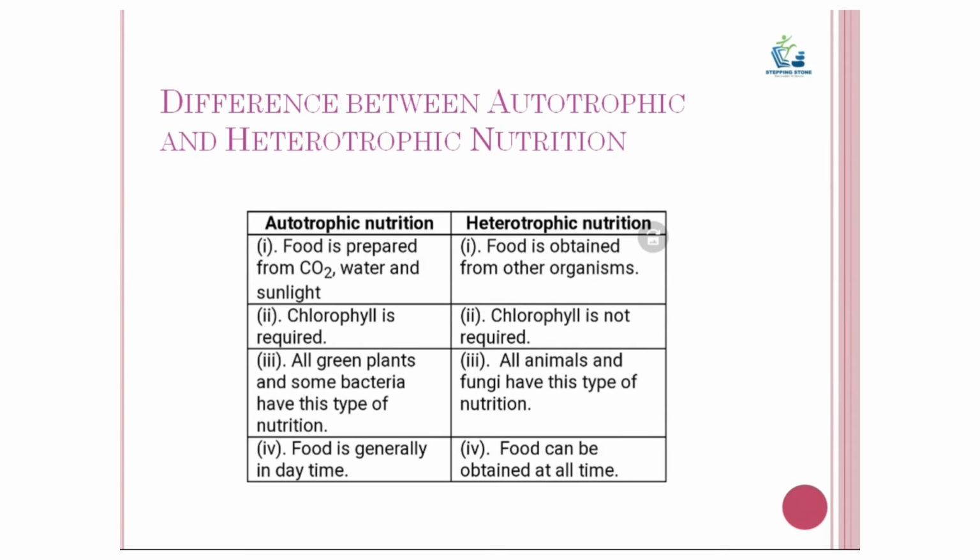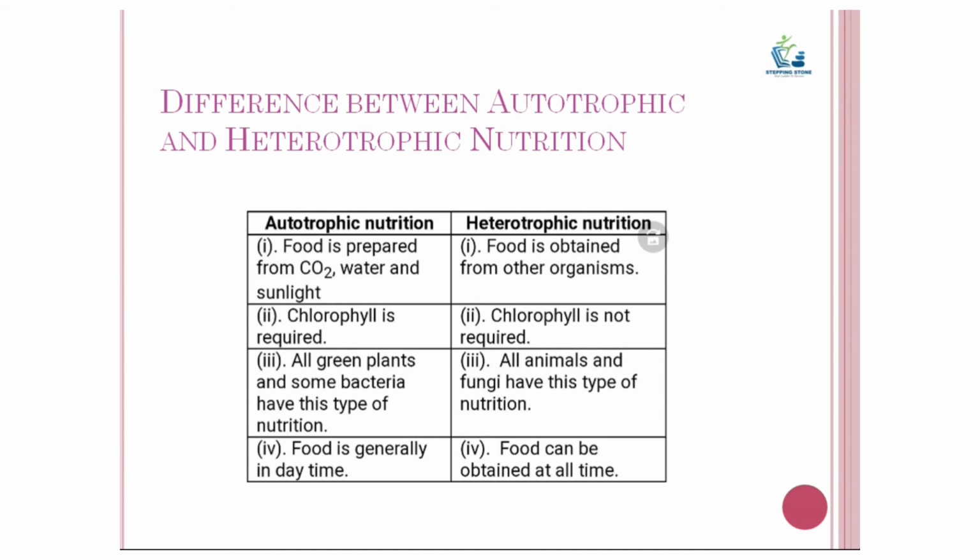So the difference between autotrophic and heterotrophic nutrition. Autotrophic means self-nutrition. In autotrophic nutrition, the organism makes its own food from inorganic raw materials present in the surrounding, like carbon dioxide, water and sunlight energy. Where do you see this type of nutrition? In plants, right? Plants make their own food from carbon dioxide, water, sunlight by the process called photosynthesis.